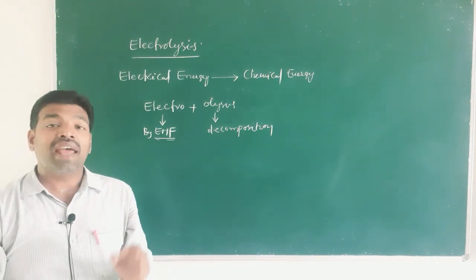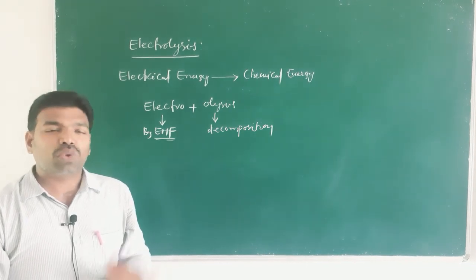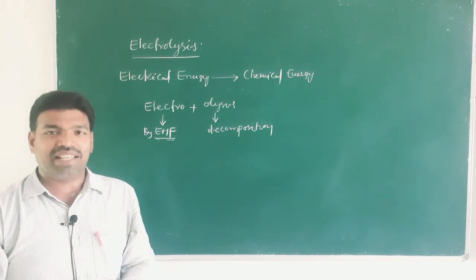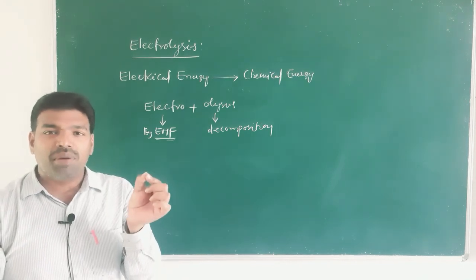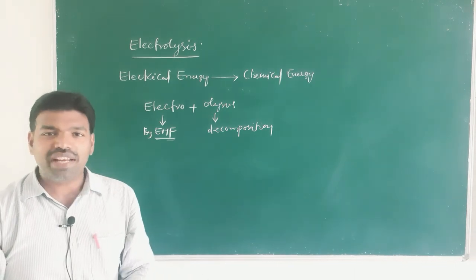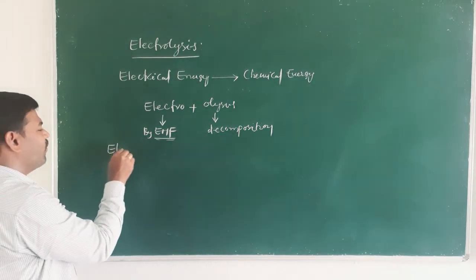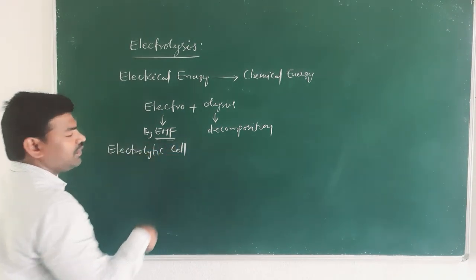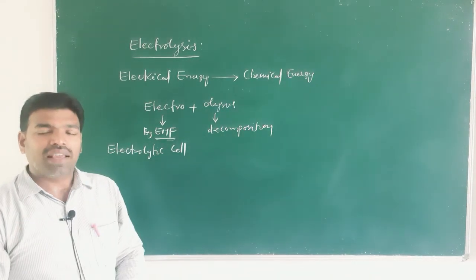Right? So, to execute this electrolysis, we need an arrangement, that is an electrolytic cell. If you want to perform the electrolysis process, we need an electrolytic cell. What is meant by electrolytic cell? Okay, let us learn about electrolytic cell, then we go for electrolysis.